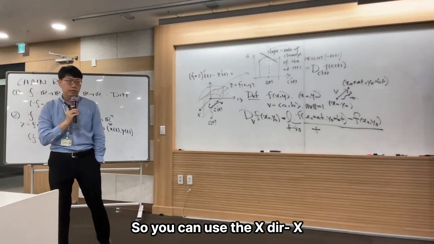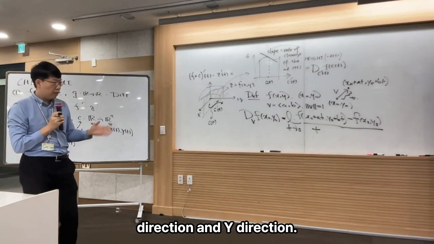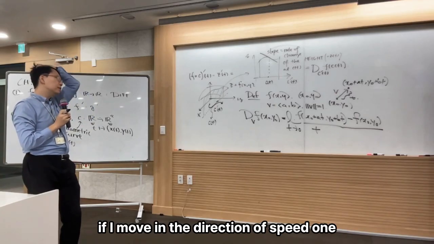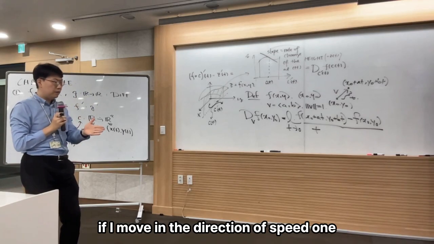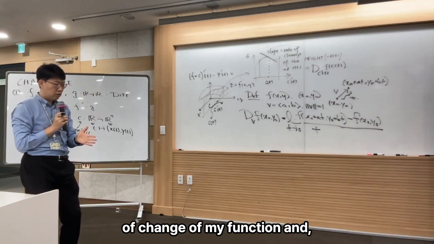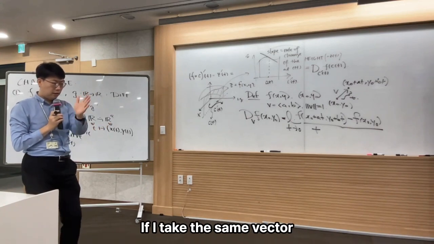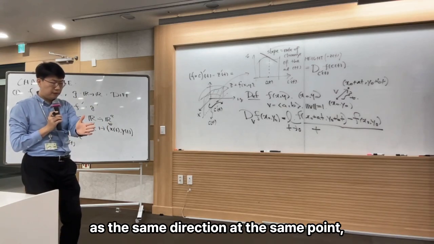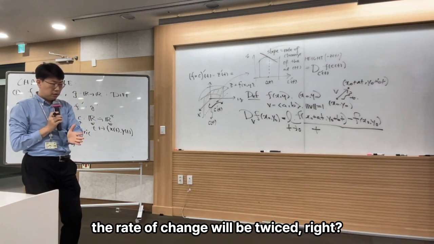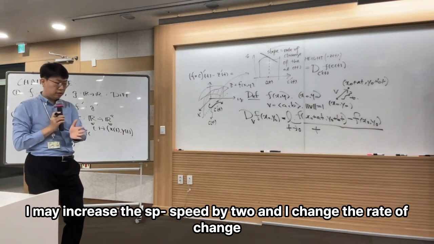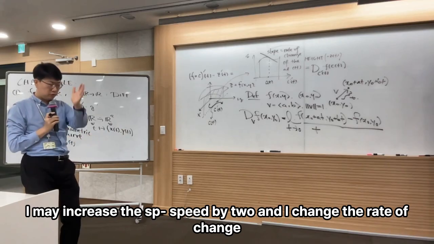So you can use the x direction and y direction. Think about it this way. If I move in the direction at a speed of 1 for a certain time and see the rate of change of my function, and then I take the same vector and move twice as fast in the same direction at the same point, the rate of change will be twice, right? If I change the speed by twice, then I've changed the rate of change by twice too.